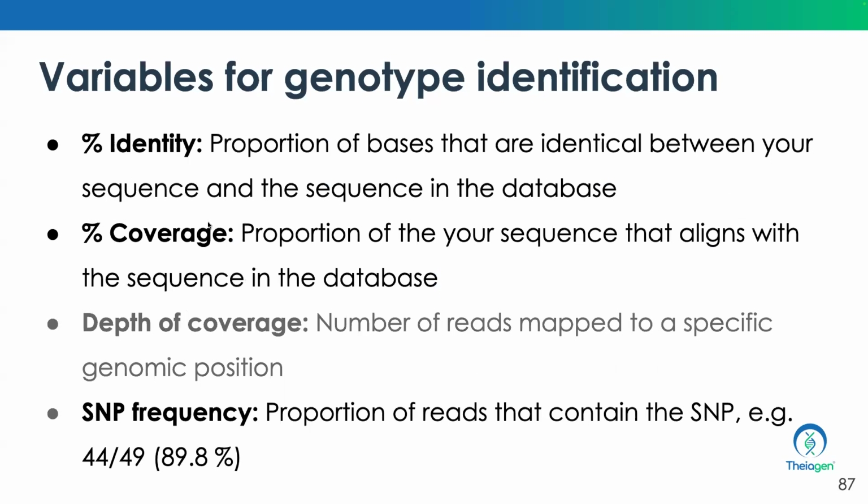So percent identity, this is the proportion of bases that are identical between your sequence and the sequences in the database. Percent coverage, the proportion of your sequence that aligns to the sequence in the database. We have depth of coverage, the number of reads that are mapped to a specific genome position, and we also have the SNP frequency, so the proportion of reads that contain the SNP or the single nucleotide polymorphism that you've identified.